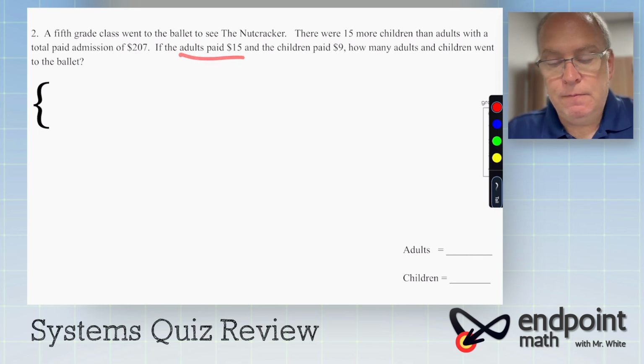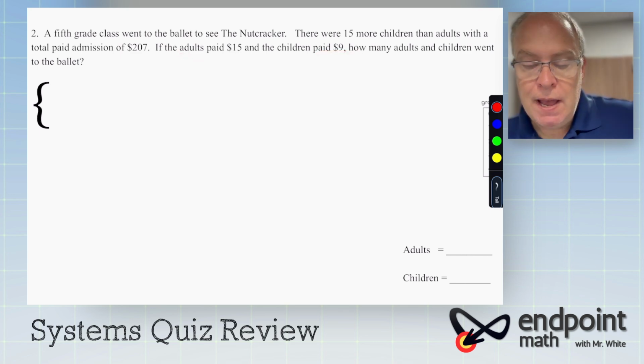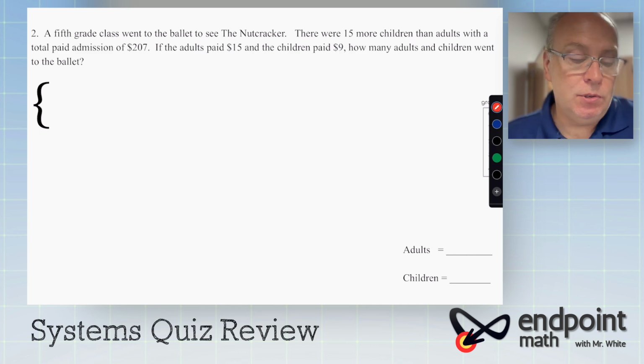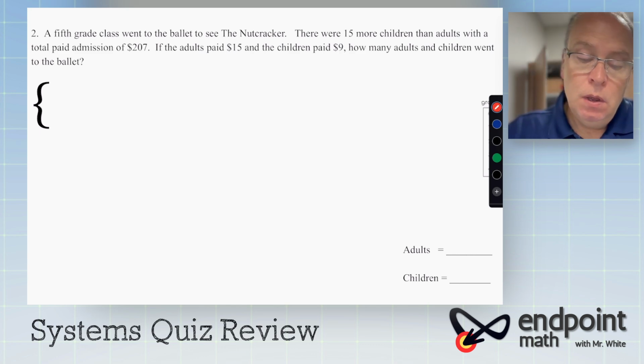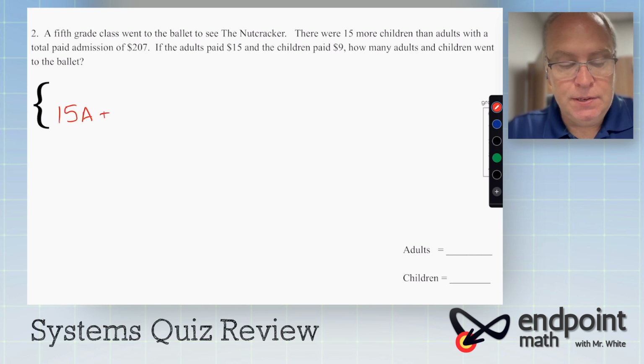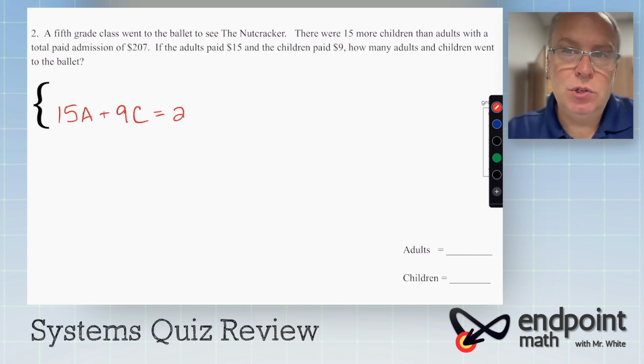The adult ticket, 15, children paid 9. Who went to the ballet? How many? There's only one possible combination there, one possible solution. So let's first add up the money actually on this one. So 15 times the number of adults plus 9 times the number of children, that all adds up to $207 total.